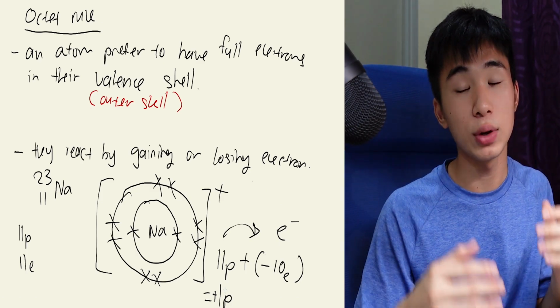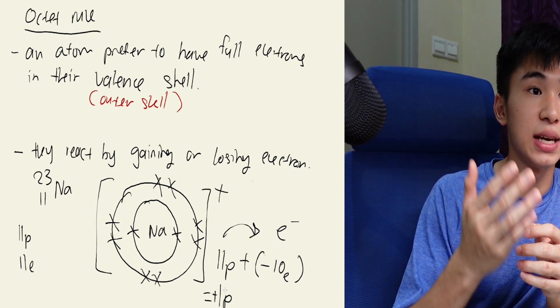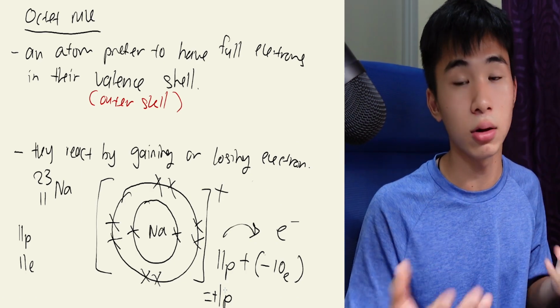So that's it for this video. What you have to know is that an atom prefers to have the maximum number of valence electrons in its valence shell. If not, they will either gain or lose electrons.